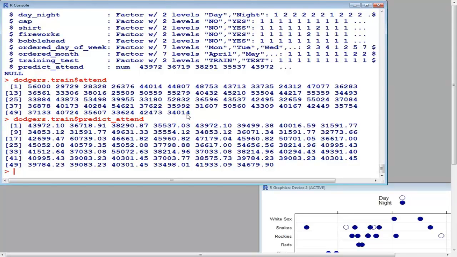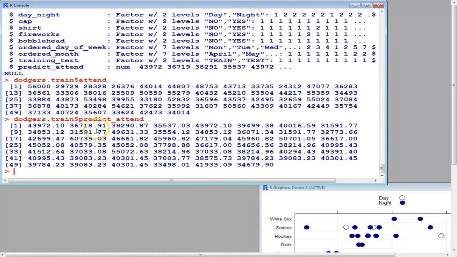Okay, so what's the difference between this one and this one? Anybody know? One is the actual. Yes. Which one is the actual? This is the actual one, right? The original one was this one. This is the actual attendance. And this is what's predicted by our linear model. Now is our linear model necessarily going to be correct? Perfectly correct? No. So we don't expect these numbers to be the same as these.